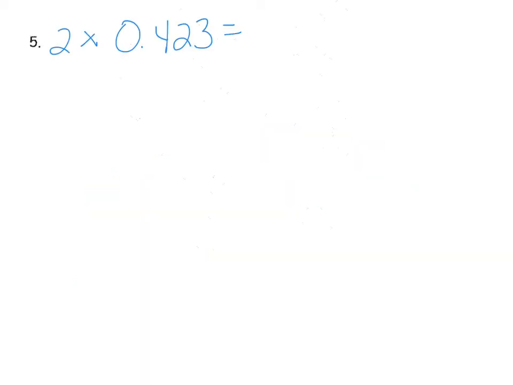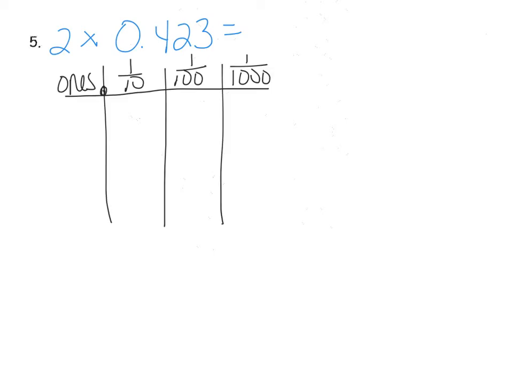Problem number 5, 2 times 423 thousandths. So the first thing we're going to do is make a place value chart. So I'm going to start with my number that has the decimals. And I'm always going to start to the far right, which is the thousandths. So it says I have 3 thousandths. 1, 2, 3. I have 2 hundredths. 1, 2. And then I have 4 tenths. 1, 2, 3, 4. So when I look up here, I have to do this twice.